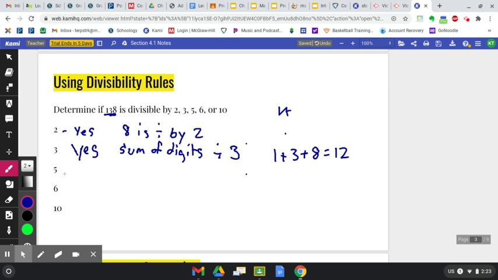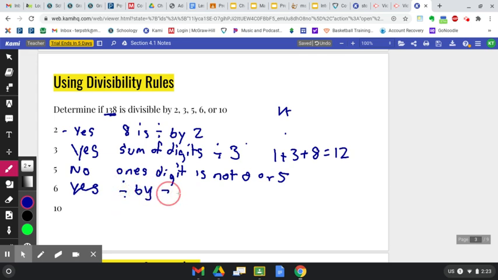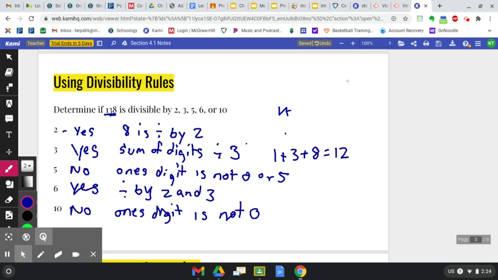Is it divisible by 5? No. The digit at the ones spot, the 8, is not 0 or 5. Is it divisible by 6? And I can say yes, because it's divisible by 2 and 3. So that means that 6 will go into 138 evenly. Is it divisible by 10? No. The ones digit is not a 0. So those are using the divisibility rules just to determine, is it divisible by one of those 5 numbers?